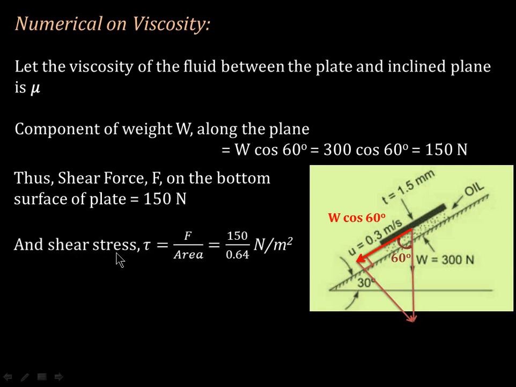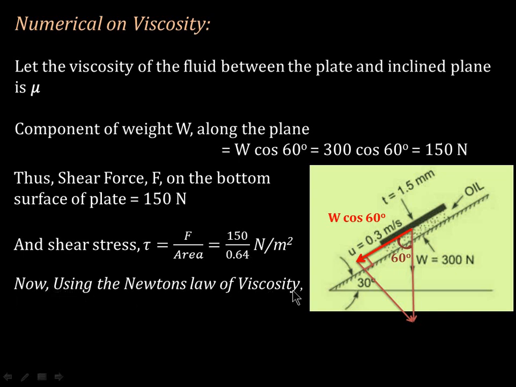The formula for shear stress we have seen is tau equal to shear force upon area. The area we know is 0.64 meter square, and the force we just calculated as 150 Newton. So by putting in the values, tau is 150 divided by 0.64 Newton per meter square.